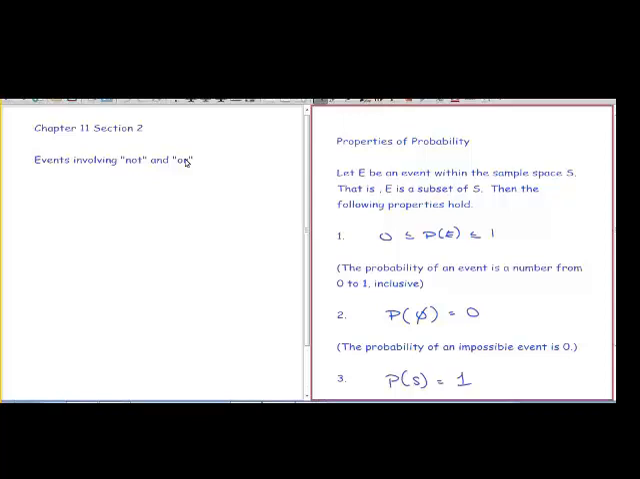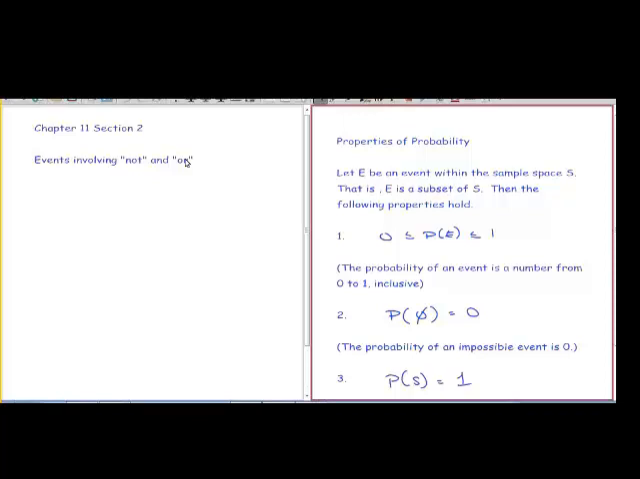And then you have stuff in between. But probability is a fraction between 0 and 1. It can equal 0, it can equal 1, or it can be anywhere in between. So this is just the word representation of what this says. The probability of an event is a number from 0 to 1, inclusive, meaning it can be either 0 or 1, or anywhere in between. The probability of an impossible event is 0. The probability of me living forever is 0.